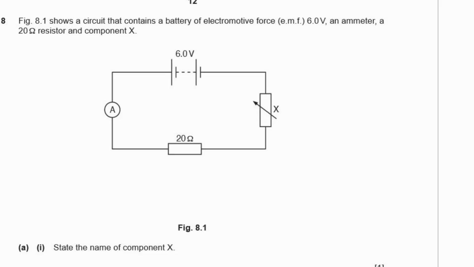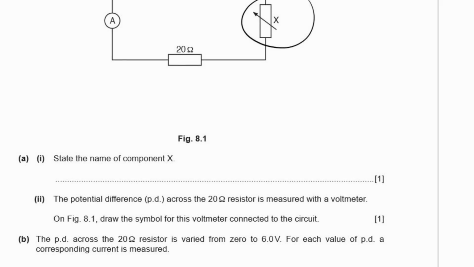8. Figure 8.1 shows a circuit that contains a battery of electromotive force 6.0 volts, an ammeter, a 20 ohm resistor, and component X, mystery component X. A1, state the name of component X. Well, this here is a variable resistor. That's the symbol for a variable resistor. Let's put that in now.